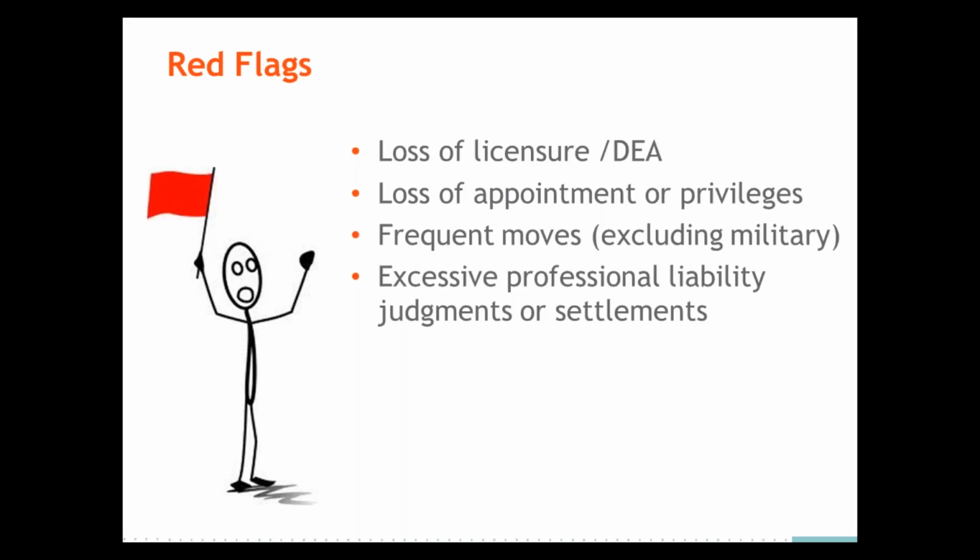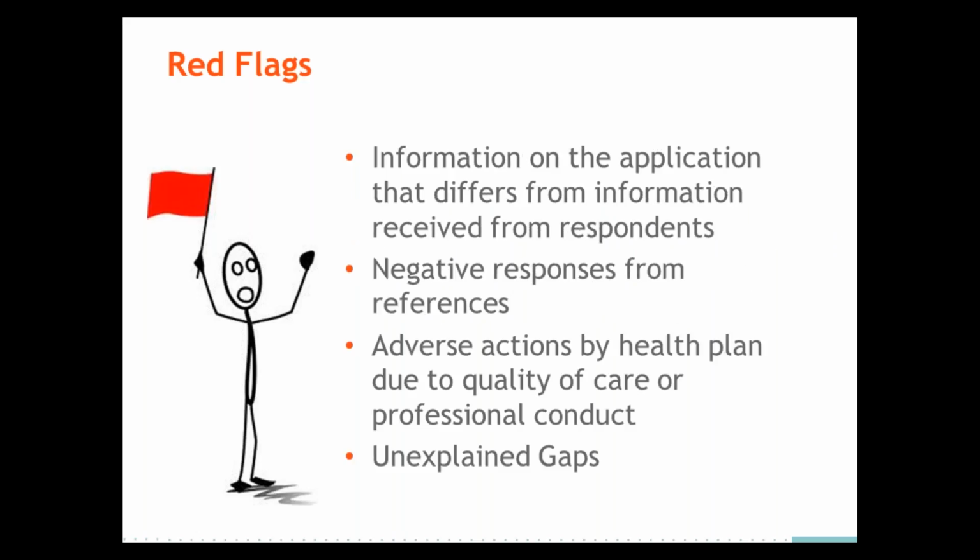Again, this has to be looked at on a case-by-case basis. There are some providers who are in a higher risk area, such as spinal surgeons, obstetrics and gynecology, or neurosurgeons. These people just have more medical malpractice lawsuits because they're in a higher risk area. So the medical staff has to look at that on a case-by-case basis. Another red flag is when information on the application differs from information that you get back from facilities. You know, you have different dates that come back.